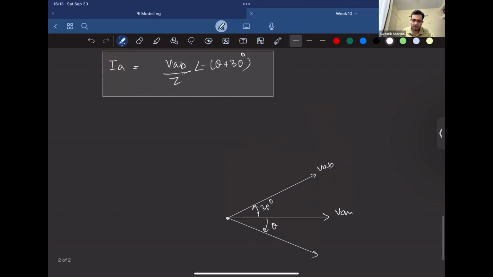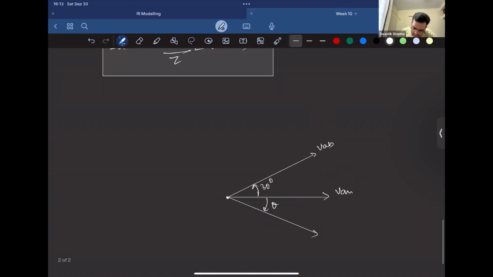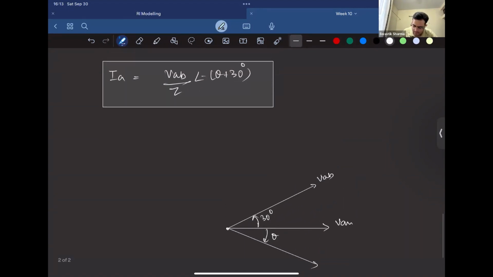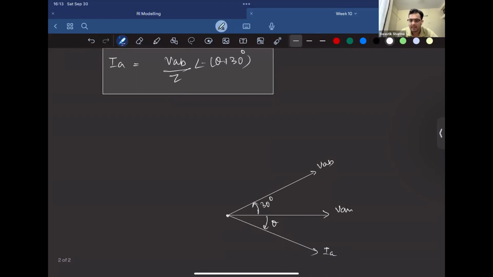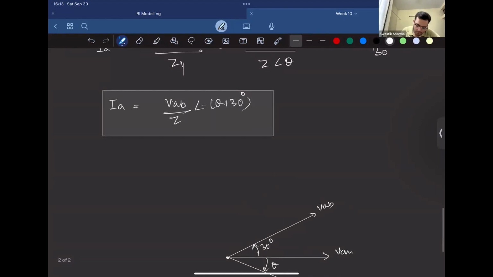So to calculate power, we know that VAB is leading the current by theta plus 30 degrees, right? So power 1, or the wattmeter 1 reading, can be written as what? It can be simply VAB times IA cos of theta plus 30 degrees, right?